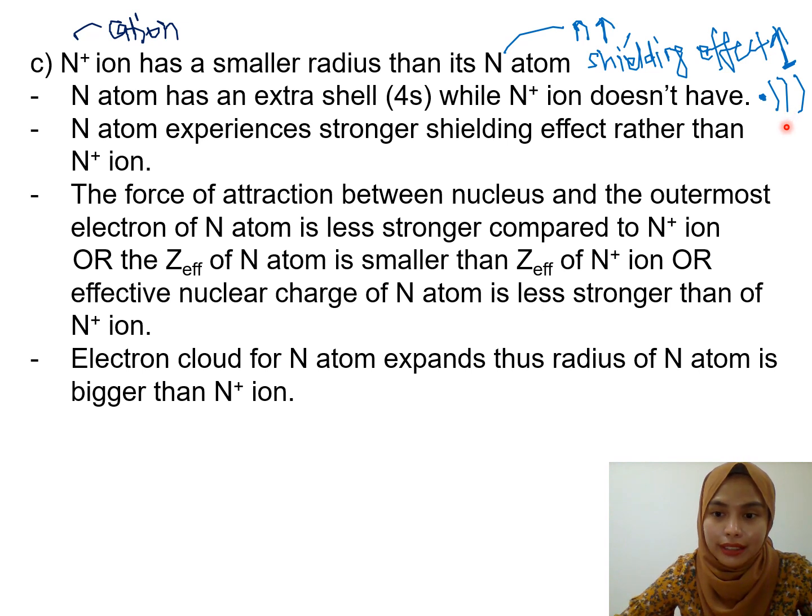size of the atom akan jadi besar lah. Okay, sebab electron cloud untuk an atom ni dia akan expand, dia akan membesar. Therefore, radius of an atom akan lagi besar berbanding n plus ion. Okay, so actually kalau let's say you nak terangkan di dalam point of view n plus ion pun boleh, you nak terangkan atom pun boleh.